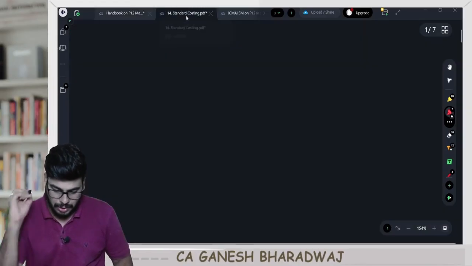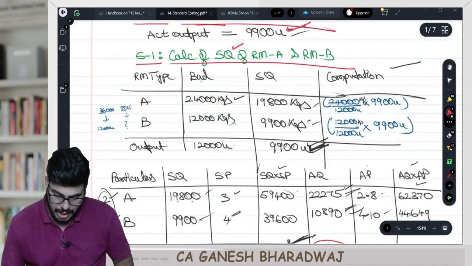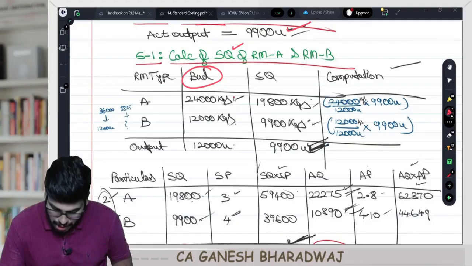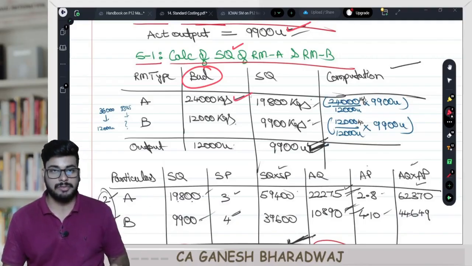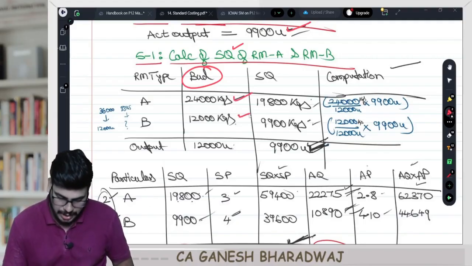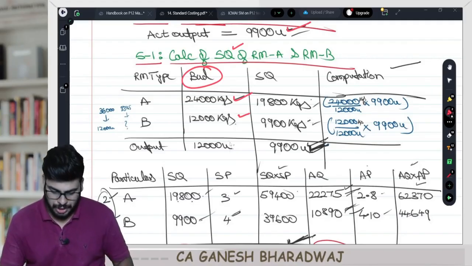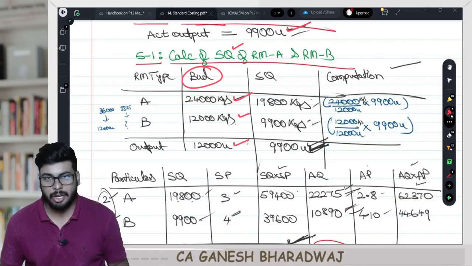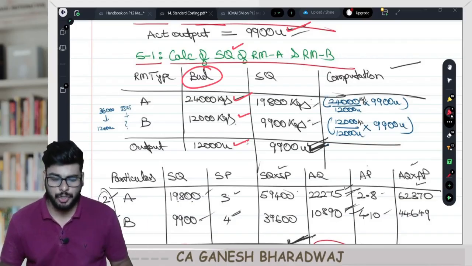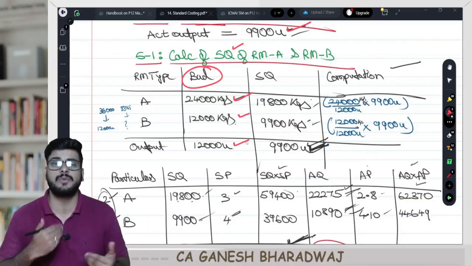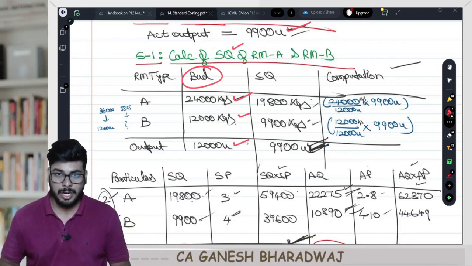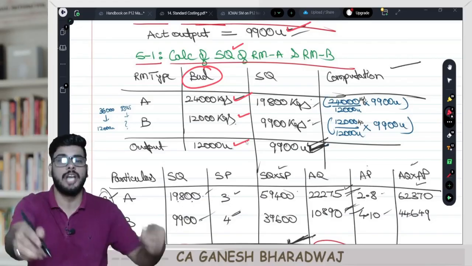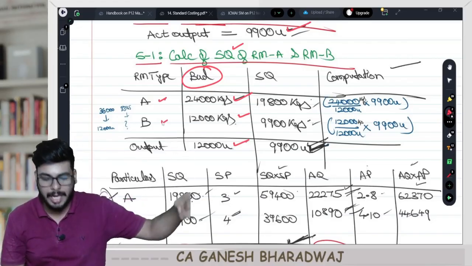So this is what I have mentioned here separately. The budgeted data is actually not standard. You can consume 24,000 kgs of A and 12,000 kgs of B. If you consume these two, you will effectively get an output of 12,000 units, not 12,000 kgs. Now, what do you mean by standard quantity? To achieve my actual production, how many kgs of raw material A and B should have been used?